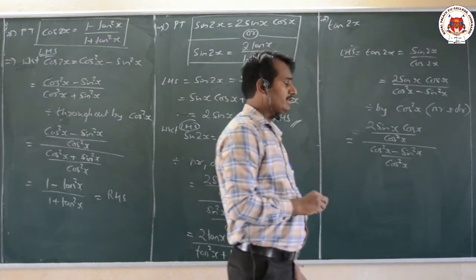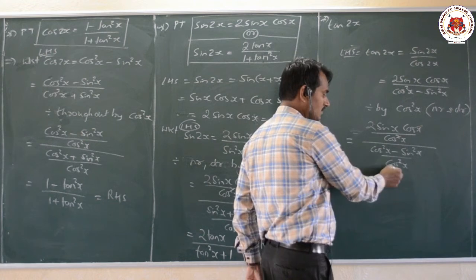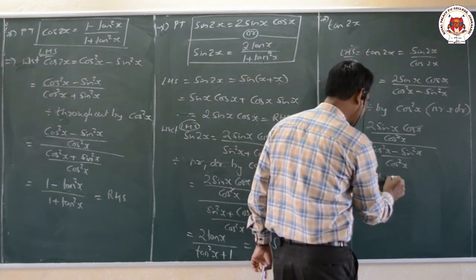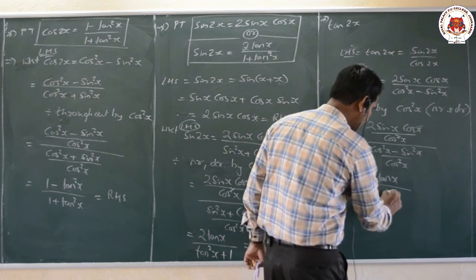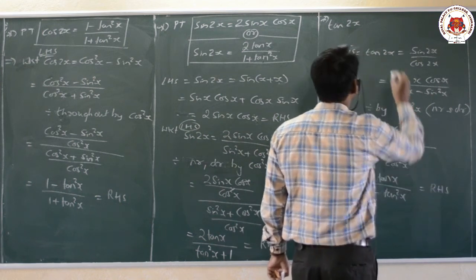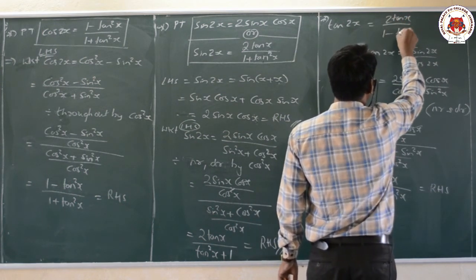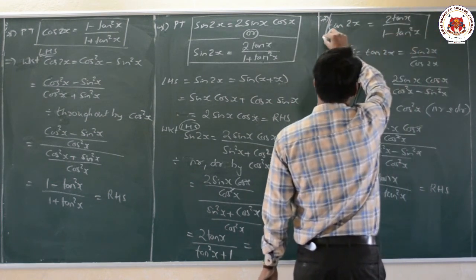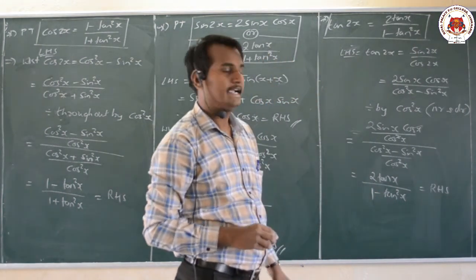Now here the cos gets eliminated, and here also cos square gets eliminated. The remaining part will be 2 tan x, whole divided by 1 minus sin square by cos square, whose value will be tan square x. That is nothing but your RHS. So therefore tan 2x equals 2 tan x divided by 1 minus tan square x, that will be your required result. Dear students, this is our formula for tan 2x.